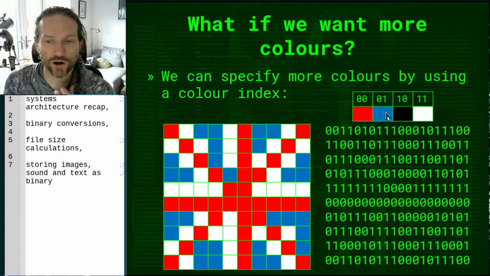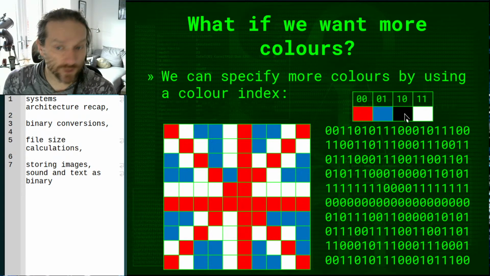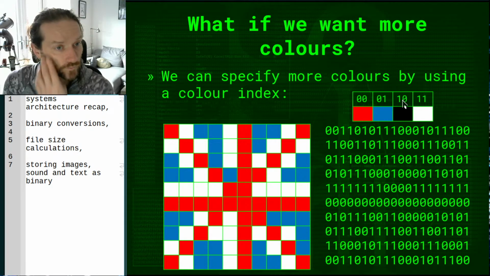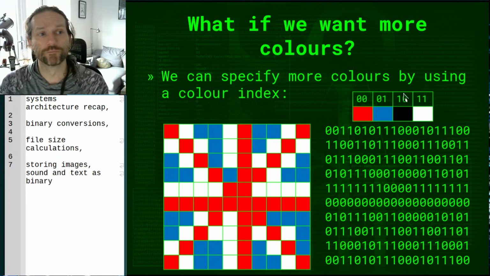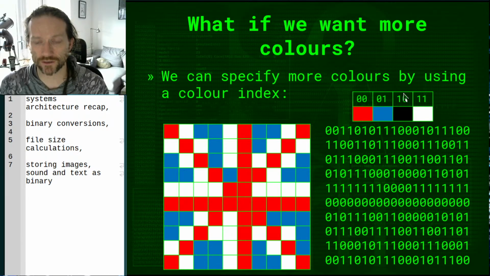Blue is 0, 1. You'll notice black is not actually used in this image, right? But it's still an option. If we wanted to include some black on this image, we could just color the pixel in and just change the bit value to 1, 0. Okay, so remember, the more bits per pixel you have, the more colors you can store, but obviously that's going to increase file size as well.